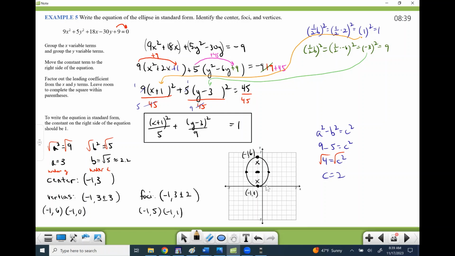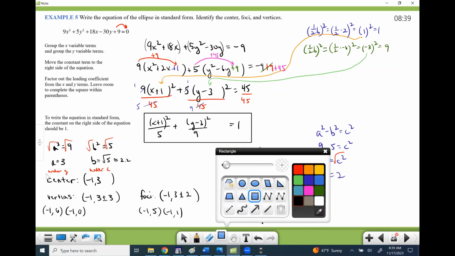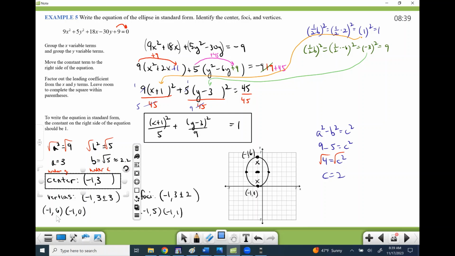So let's see if we're right. Negative 1, 5. Let's see here. Negative 1, 1, 2, 3, 4, 5. Perfect. And the other one is at negative 1, 1. It's perfect, you guys. All right. I'm going to go in the box. We need center. We need the vertices.